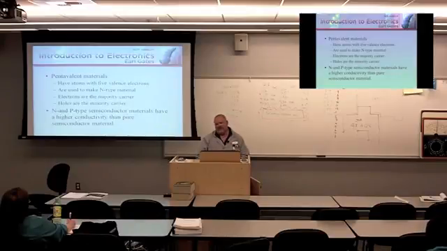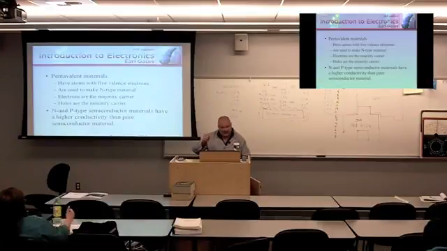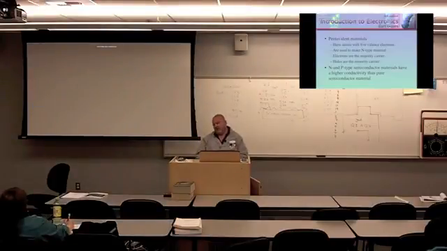N and p-type semiconductor materials have a higher conductivity than pure semiconductor material. Remember, that's how we increase the conductivity, by adding that dopant, either trivalent or pentavalent. Anybody have any questions on anything in our first chapter?